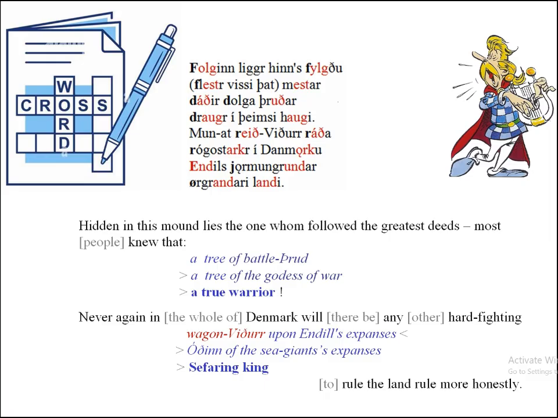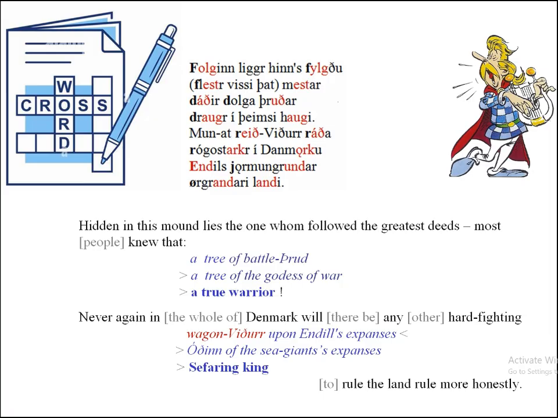Hidden in this mound lies the one whom followed the greatest deeds. Most people knew that, a true warrior. Never again in the whole of Denmark will there be any other hard fighting. And now the next kenning comes. Wagon of Vidur upon Endil's expanses. Who is Vidur and who is Endil?